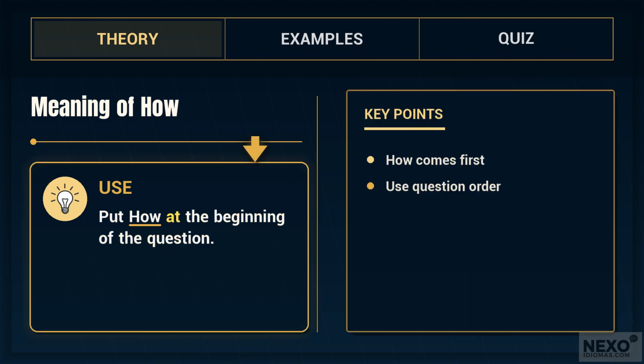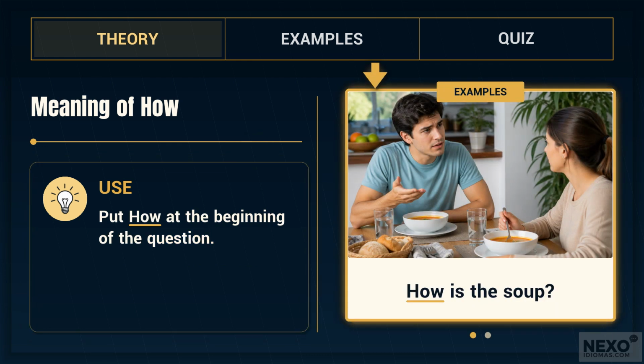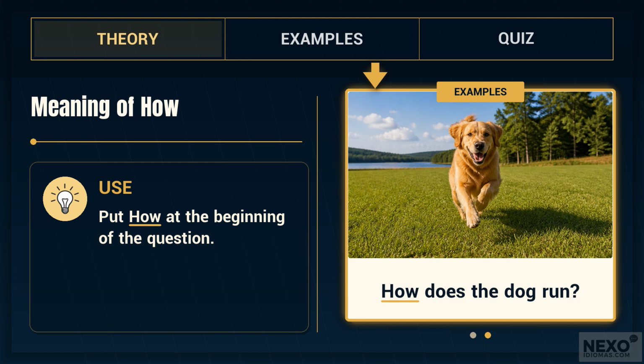Put how at the beginning of the question. Example. How is the soup? Example. How does the dog run?